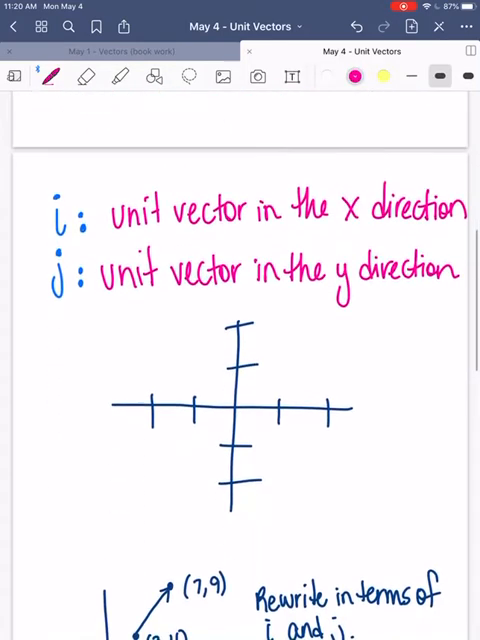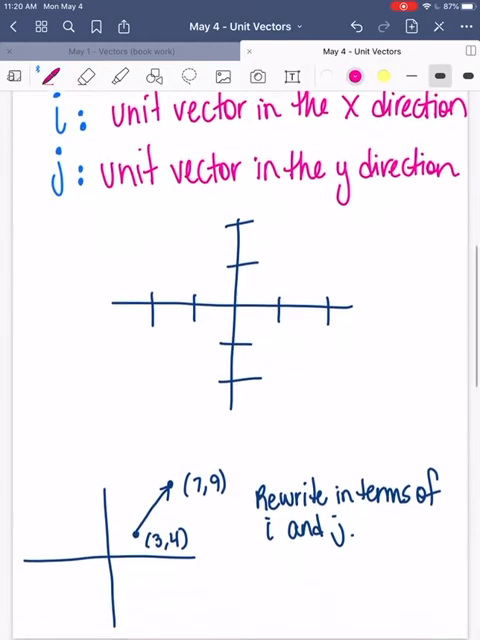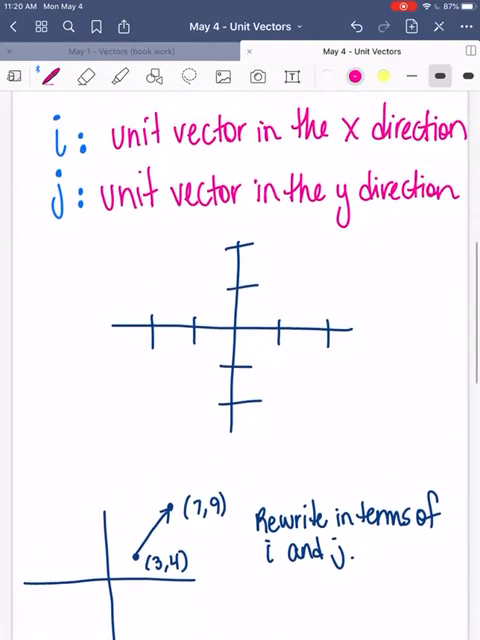All right, now we're going to see some problems that involve the letters I and J. So I is the unit vector in the X direction. So that means like here. Now remember, it's a unit vector, so that means it has to have a length or magnitude of 1. So only one space. If I go beyond this point right here, that's more than one unit vector, or more than a unit. Okay, so that's I, if it's in the X direction.